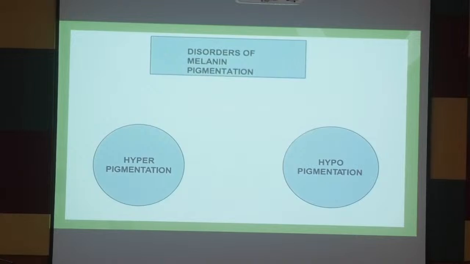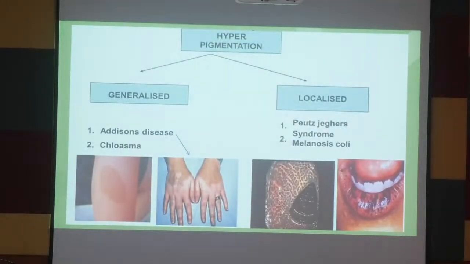So, disorders of melanin pigmentation: whether melanin is present in abundance or scarce. If the melanin is present in abundance, that is called hyperpigmentation. And if the melanin is scarce in our body, less produced than required, then it is called hypopigmentation. So, there are examples of generalized hyperpigmentation and localized hyperpigmentation. Among the generalized hyperpigmentation, the diseases are Addison's disease and chloasma, okay, a metabolic disease due to overproduction of mineralocorticoid, with a tendency of hyperpigmentation all over the body.